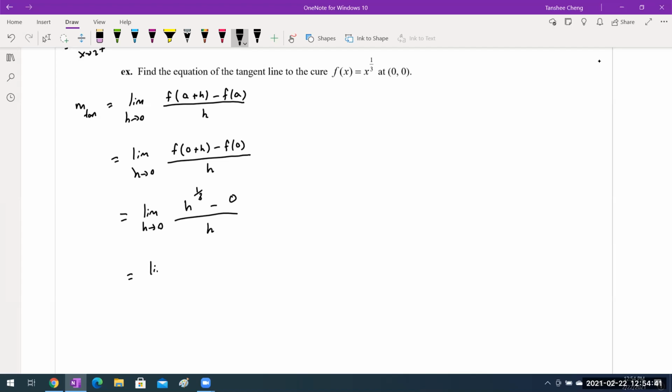So this gives us the limit as h approaches 0 of 1 over h to the 2/3 power. Right? h to the 2/3 power. Now, consider this as h is getting closer and closer to 0, the 2/3 power would be a very, very tiny number.